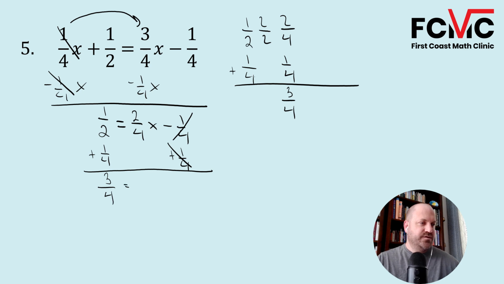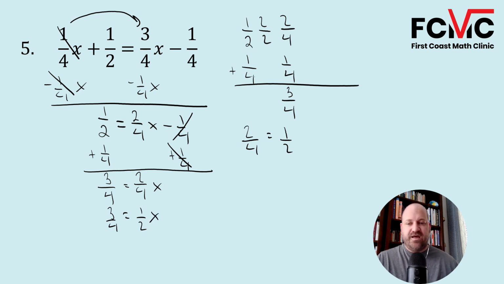equals 2/4 x. Now to make our math a little bit easier, 2 over 4, we can simplify that to 1/2, right? So 3/4 is equal to 1/2 x. Now if I want to get the x by itself, we know that we can divide by 1/2 and divide by 1/2. So I'm going to do the rest of this math up here.